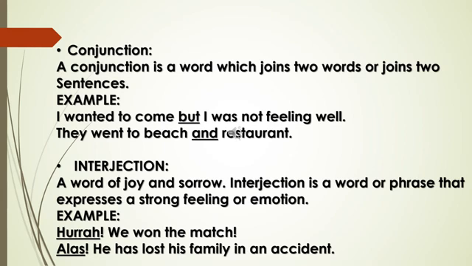Conjunction. A conjunction is a word which joins two words or joins two sentences. For example, I want to come but I was not feeling well. But is joining two sentences. But is conjunction here. They went to beach and restaurant. Beach and restaurant, these are and is joining two words. That's why and is conjunction.